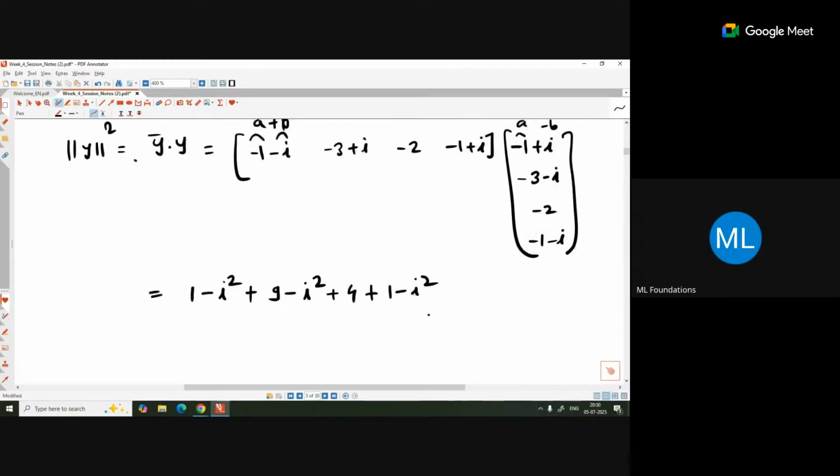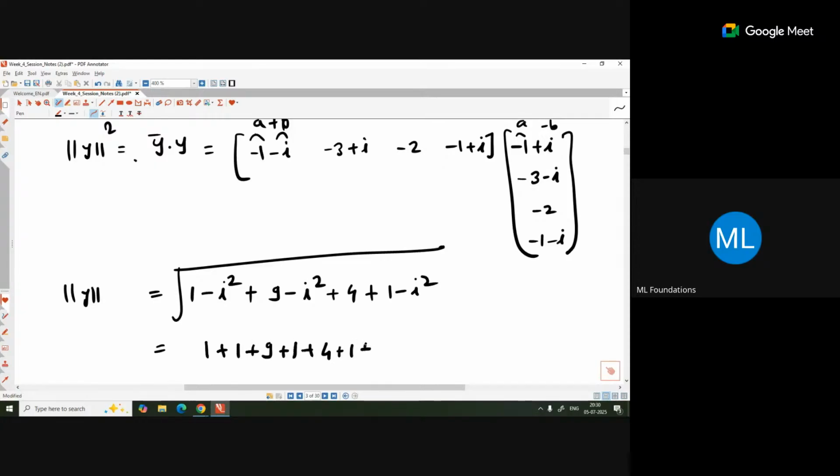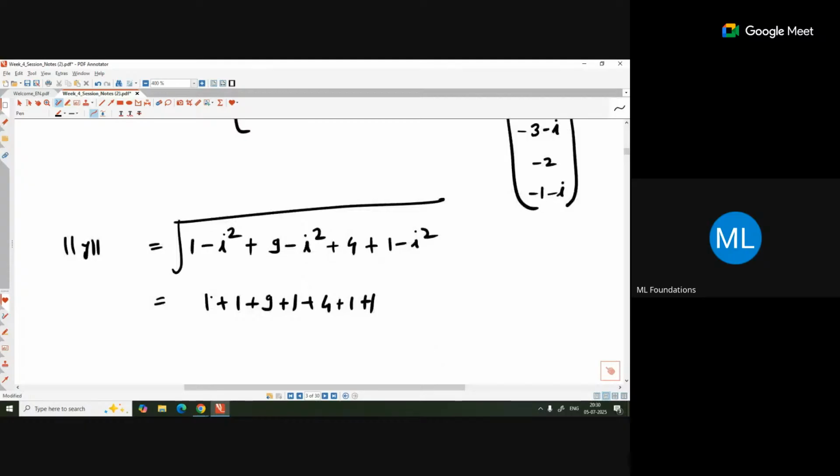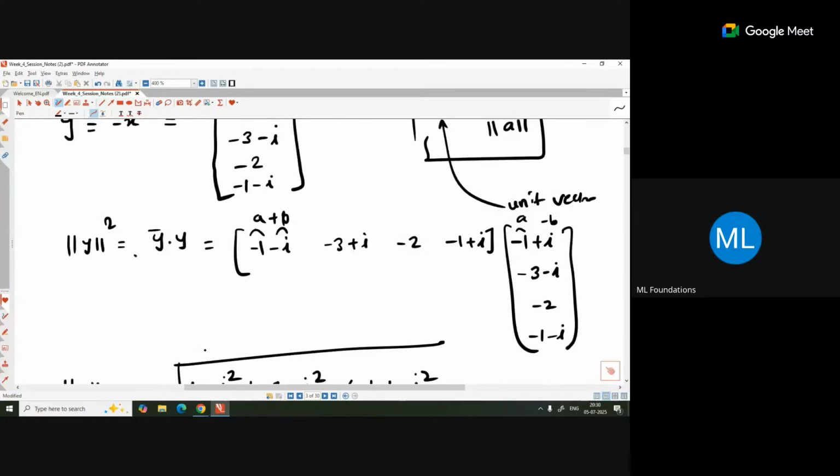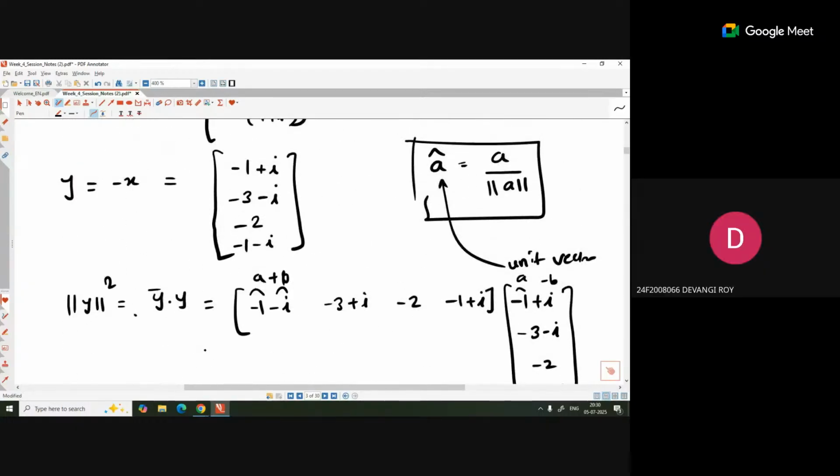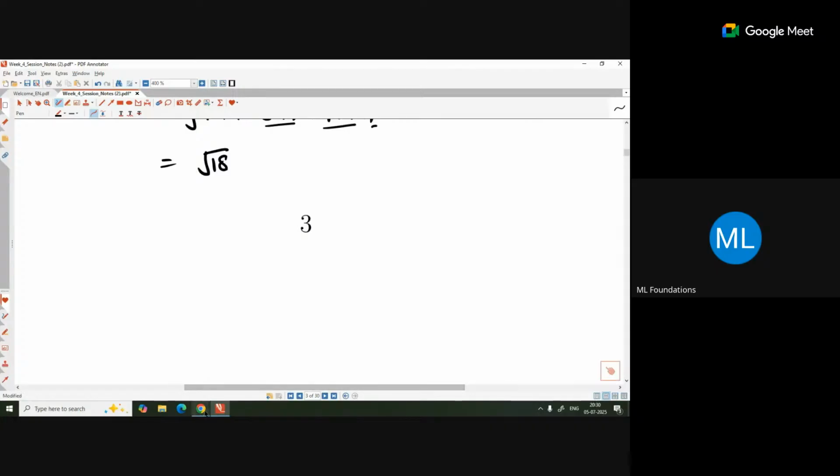Is that okay? Then we'll have to take the square root of that if I want to find the length of y. That is equal to 1 plus 1 plus 9 plus 1 plus 4 plus 1 plus 1, and that's 10, 15, 16, 17, 18. Root of 18. I hope all of you got this number. Yes, sir. Then the length of this will be what? Oh sorry, the unit vector of this.